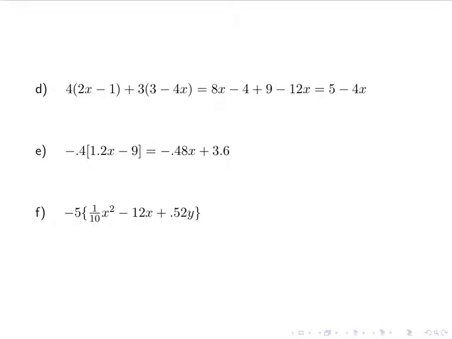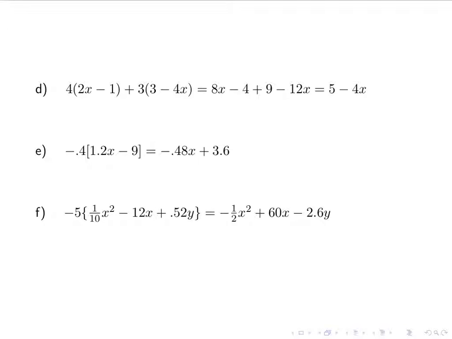F is negative 5, and then the braces, 1/10 x squared minus 12x plus 0.52y. Negative 5 times 1/10 is negative 1/2. Negative 5 times negative 12 is positive 60. And negative 5 times 0.52 is negative 2.6.